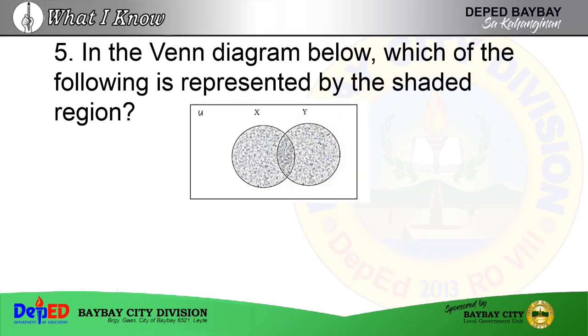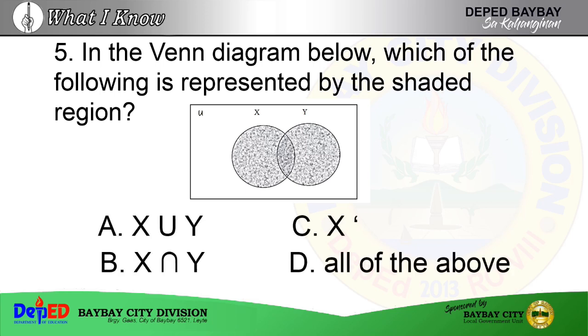In the Venn diagram below, which of the following is represented by the shaded region? A. X union Y, B. X intersection Y, C. X complement, D. All of the above. To those who answered A, excellent, you are correct. The remaining items are for you to try on your own.